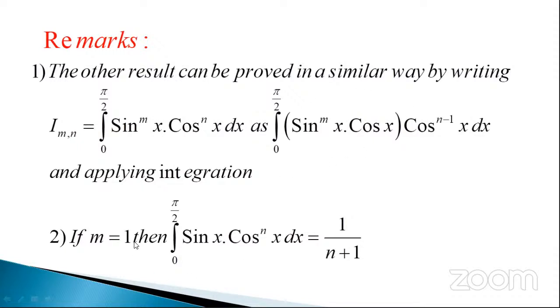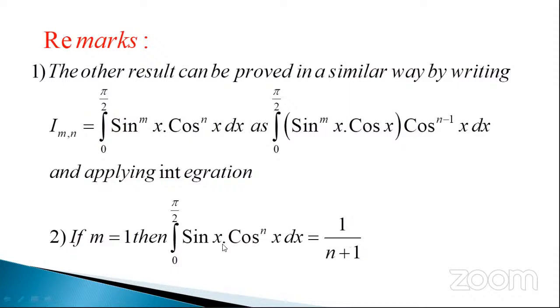Now, if m equal to 1, what happened? Integral over 0 to pi by 2 of sine to the power of 1 x into cos to the power of n x. The derivative of cos x, the integration of cos x is equal to sin x. Here it is f dash x into f x dx. The f dash x derivative integration is 1 by n plus 1. The limits are 0 to pi by 2. Now you can apply. The answer is 1 by n plus 1.